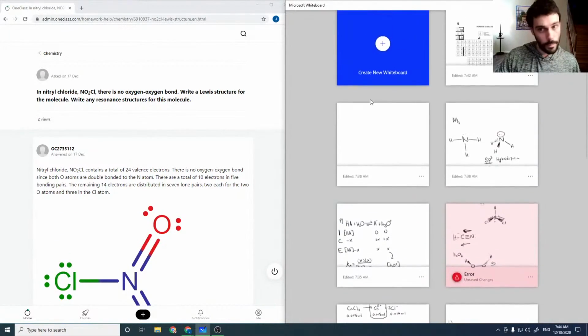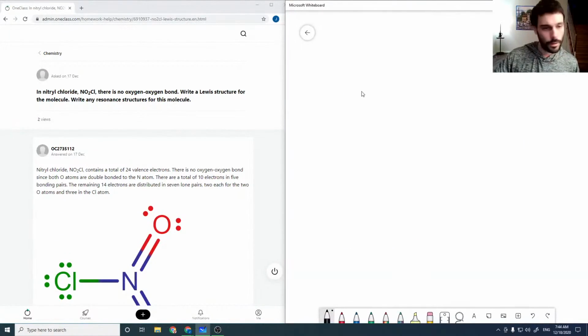Okay, so here's our next one. In nitryl chloride, there is no oxygen-oxygen bond. Write a Lewis structure for the molecule and write any resonance structure. So there's no oxygen-oxygen bond, which basically tells us that nitrogen, so just counting up valence, nitrogen's likely the center.